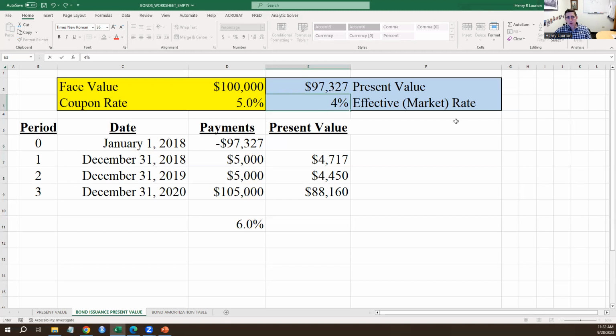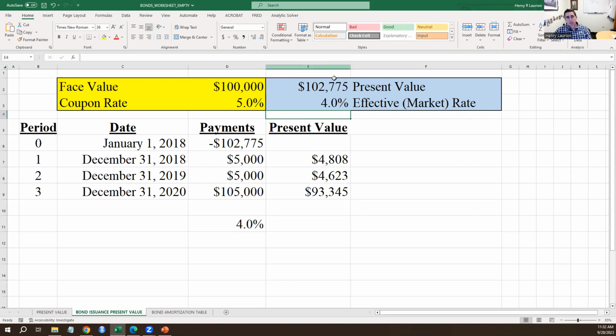How much should I be willing to pay for these bonds then? Well, if I only need a 4% return on my investment, I should be willing to pay more than face value, 102,775. I should be willing to pay more than the face value of the bond to invest in these bonds. And if I pay 102,775 and then receive these future cash flows, I'll obtain an internal rate of return on my investment of 4%.